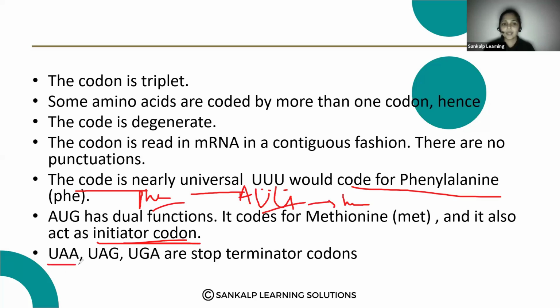And UAA, UAG, UGA are the stop or terminator codons. They stop the translation process. So these three, UAA, UAG and UGA, are the terminator codons. These are the characteristics of these codons.